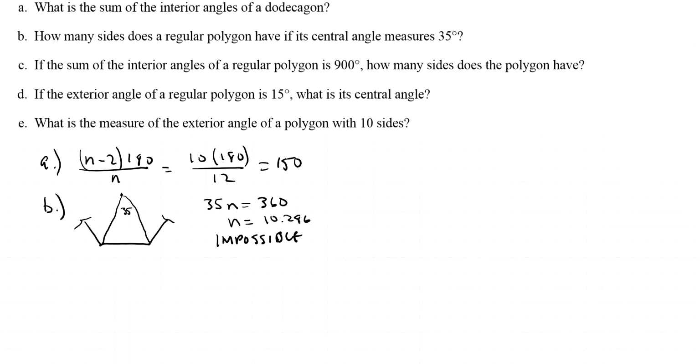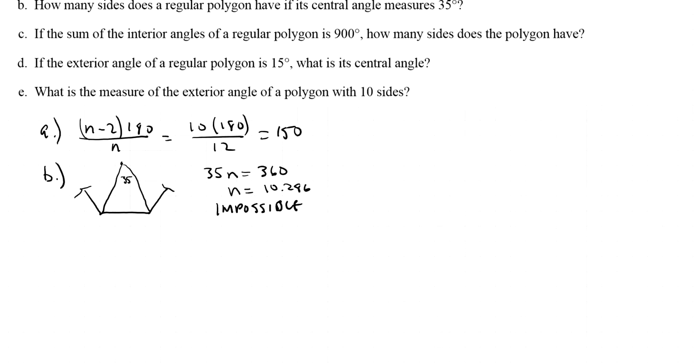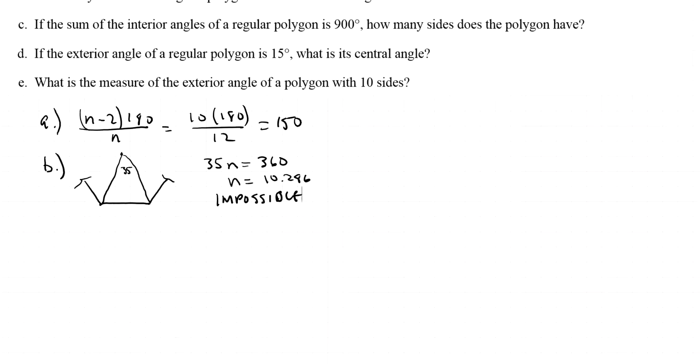Alright, so now we're doing C, and C says if the sum of the interior angles of a polygon is 900 degrees. So we've got n minus 2 times 180. The sum of the interior angles is 900. How many sides does a polygon have?